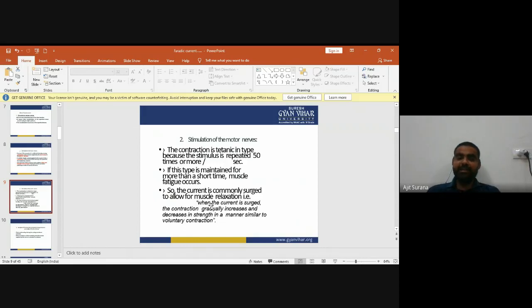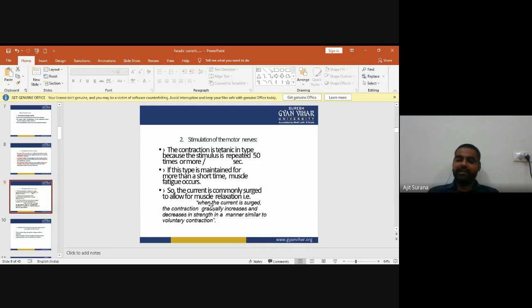If this type of current is maintained for more than a short time, it may cause muscle fatigue. So this type of current is commonly surged to allow for muscle relaxation. That is, when the current is surged, the contraction gradually increases and decreases.